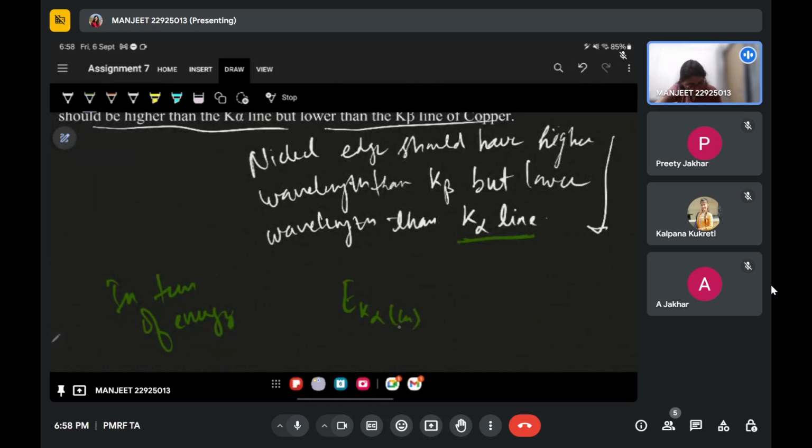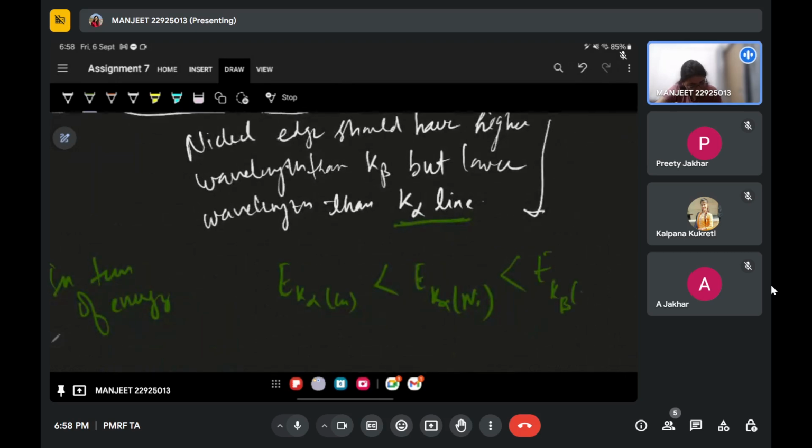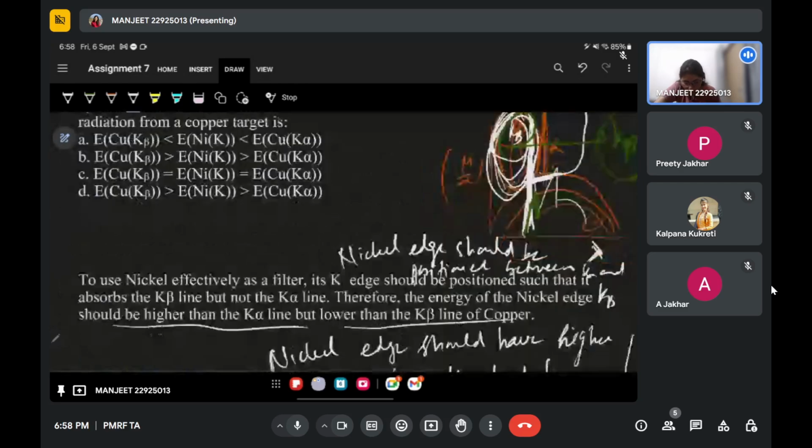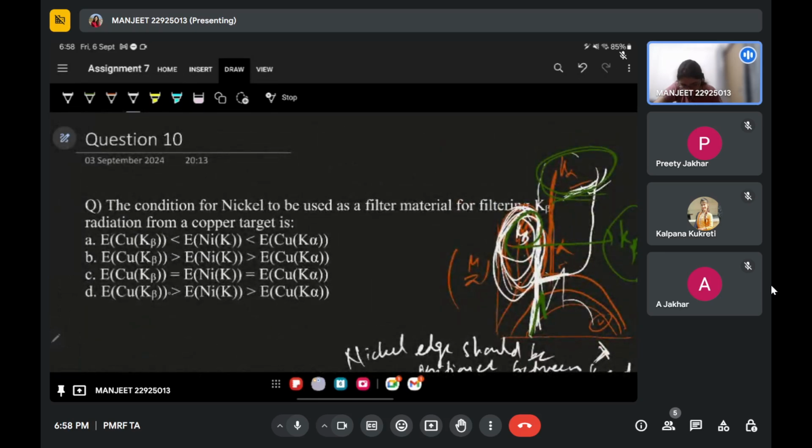This is of the copper one. Then we have the energy of the K alpha nickel one, and then the K beta of the copper one. So my energy should be higher than the K alpha of the copper, and lower than the K beta line of the copper one. So according to this, it should be higher than the K alpha and lower than the K beta. So your B part will be the correct answer.